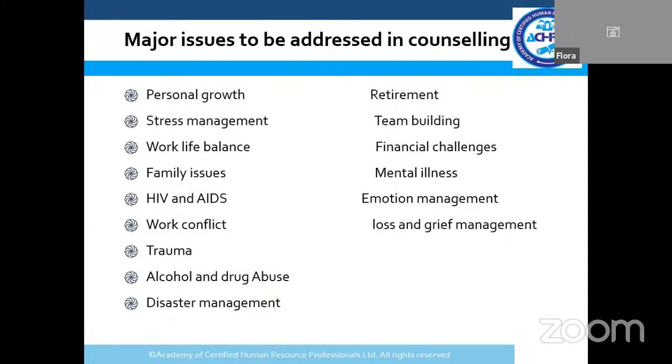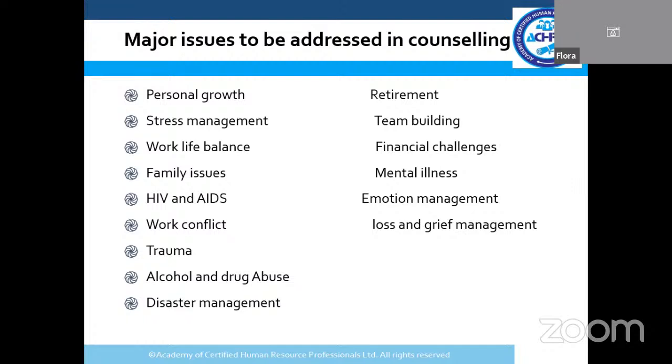There are some people who are workaholics. They are only at work, they carry laptops to work, and when they come home it's the laptop again. They don't know that they have changed their roles. They have become parents, or husbands or wives, but they keep working. So we need to have this work-life balance so that we can have healthy relationships. Then family issues, and the issues of HIV and AIDS.